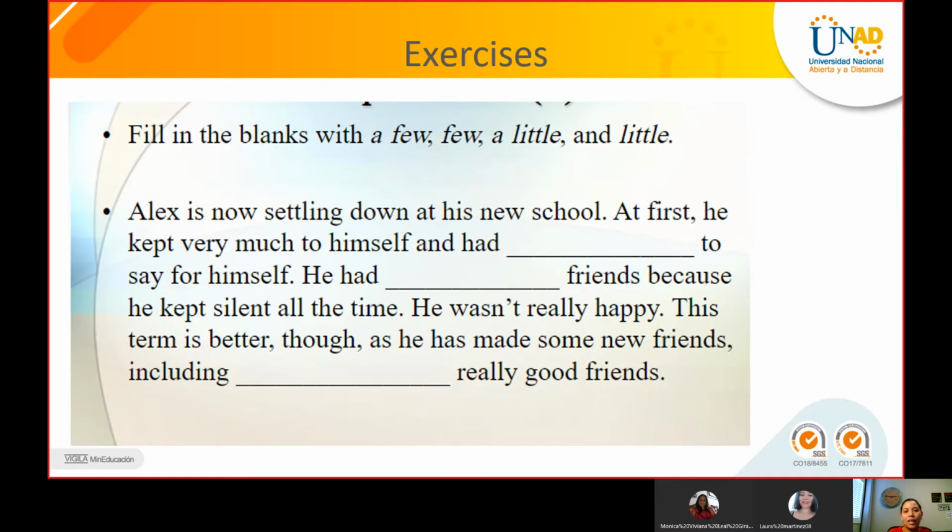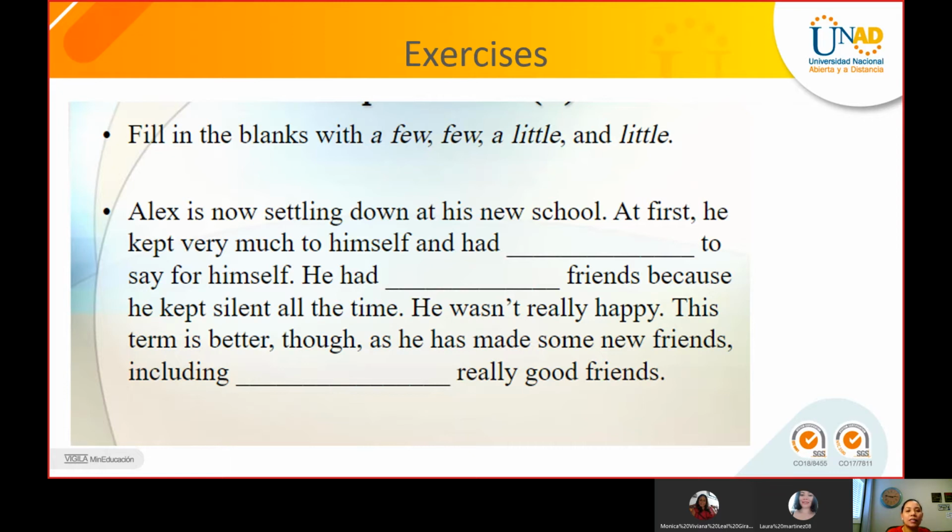Okay. Now here you have a reading. And here you have to choose. You may not use all of them. You're going to use only 3. But let's try to do it together, okay? I'm gonna read the first sentence and then you're gonna repeat that sentence, okay?